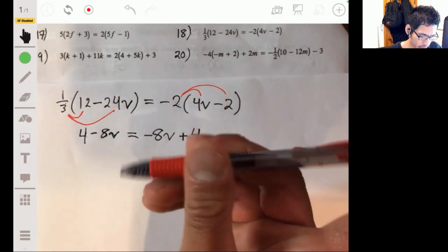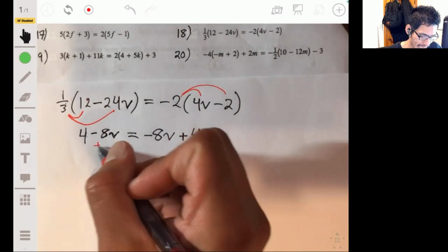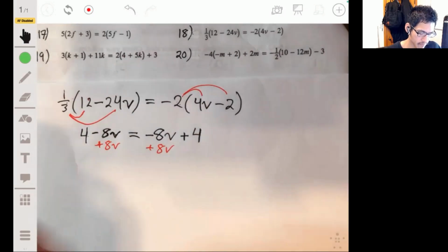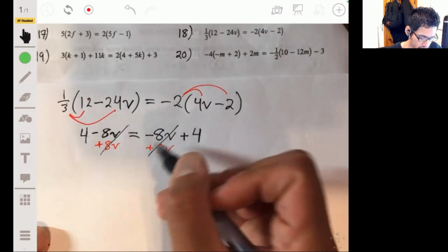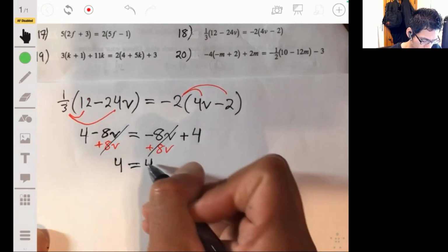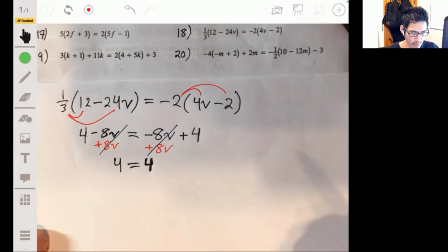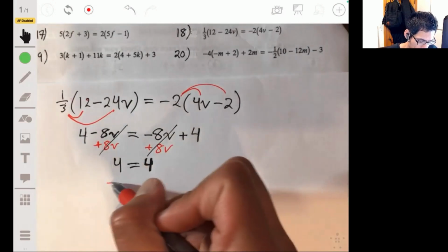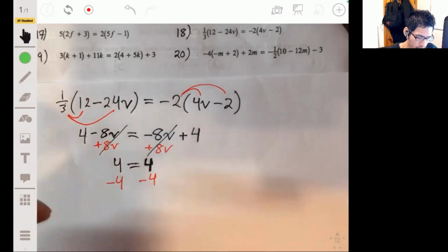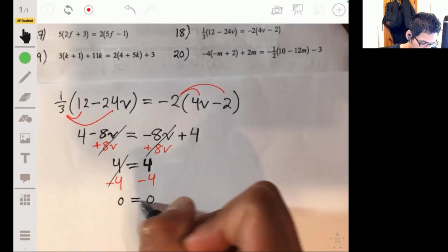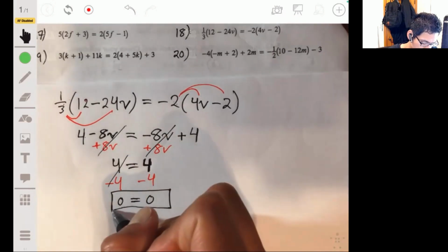Is this a riddle? Well, what if I add 8v to both sides? You can see the 8v's go away. You get 4 equals 4? What if I take away 4 from both sides? 4 minus 4 is 0. 0 equals 0? Yes, that is correct.